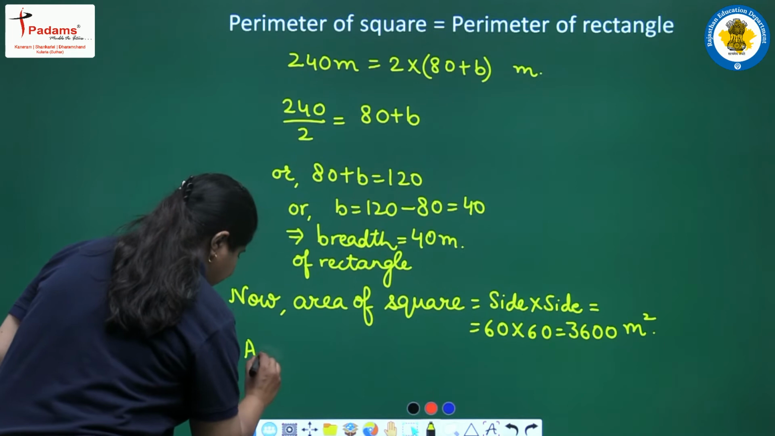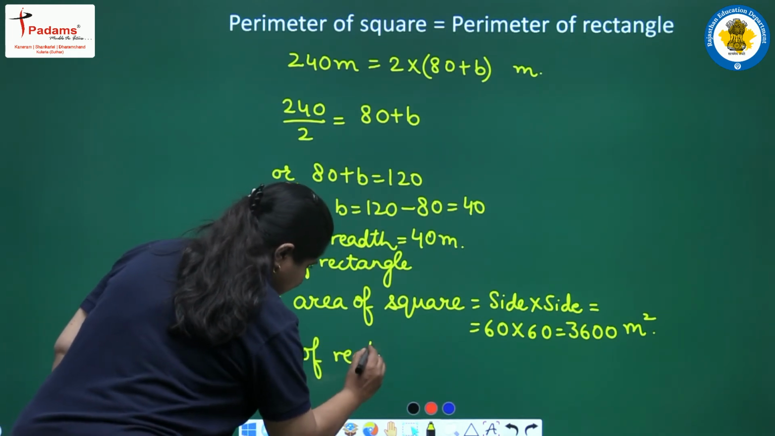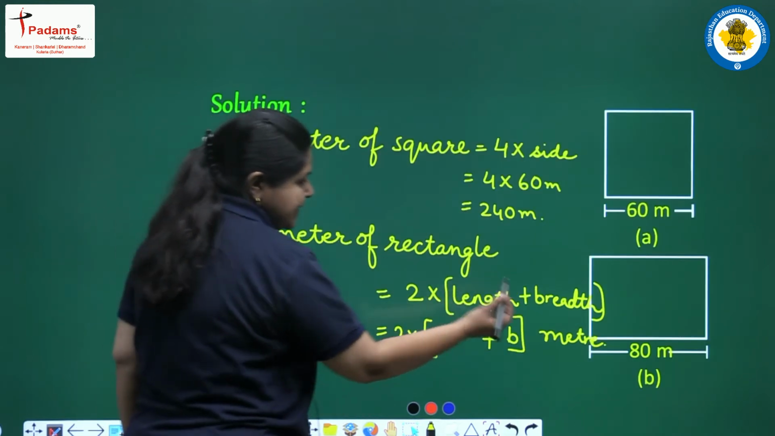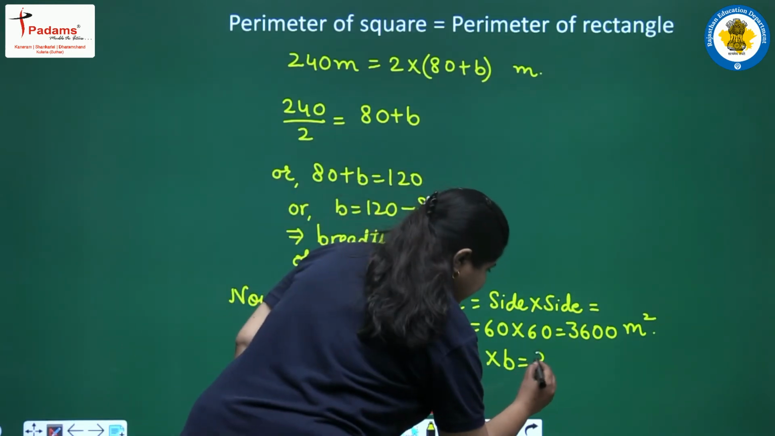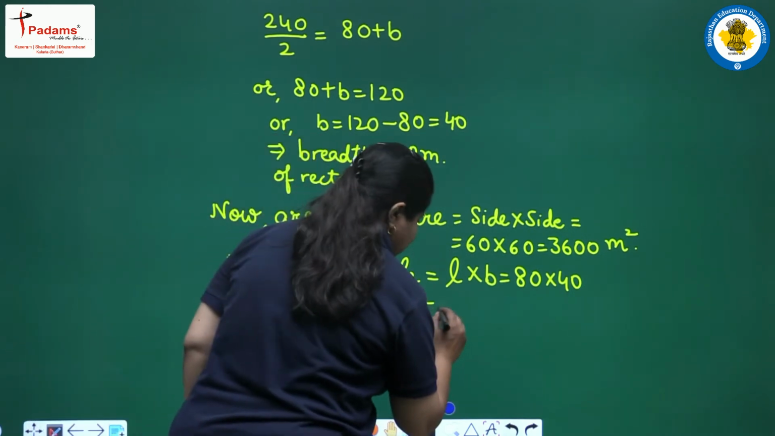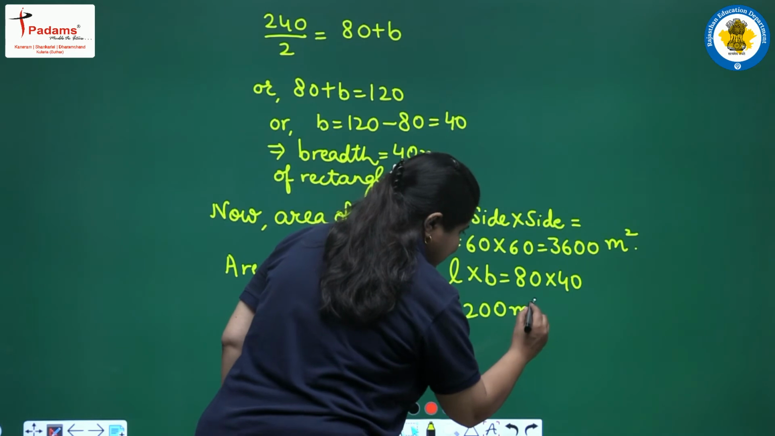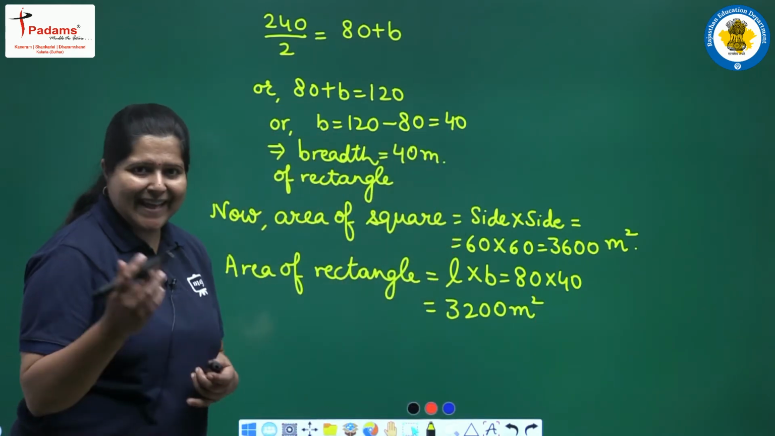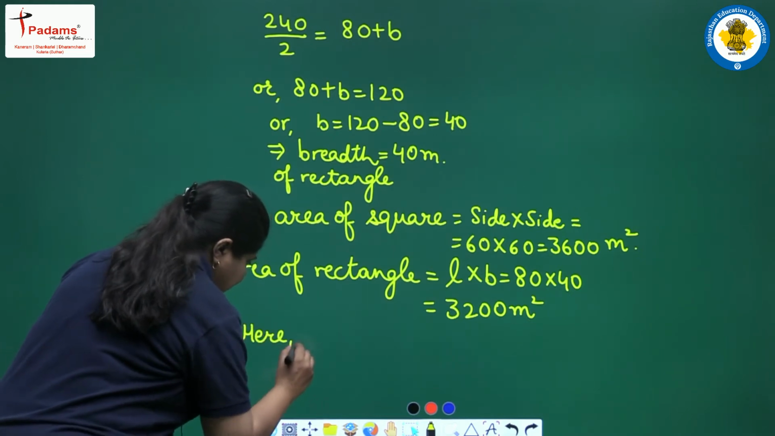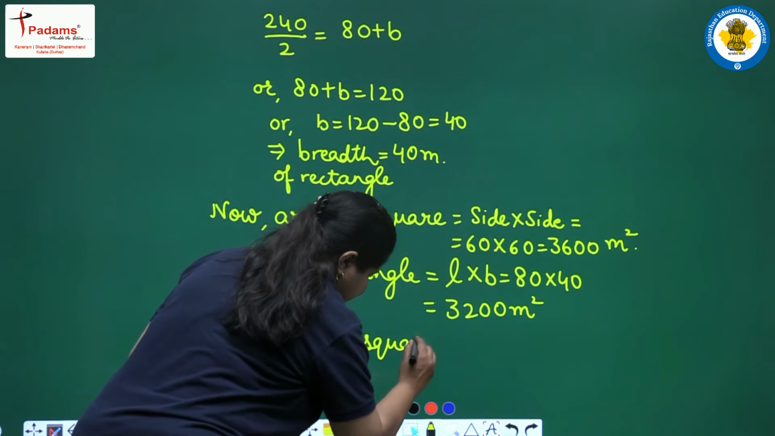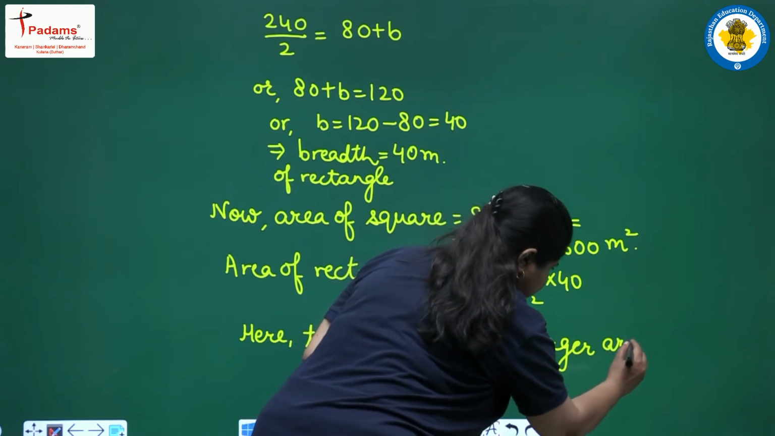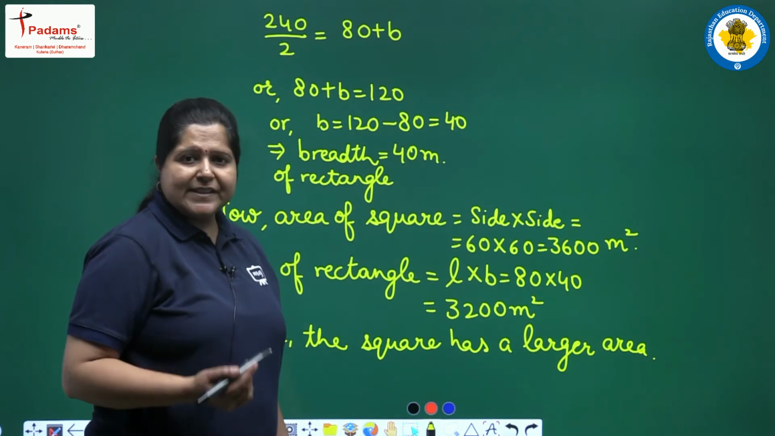Next we find the area of rectangle. It is given as length into breadth. Now length is here 80 meters and breadth is 40 meters. So it will be 80 into 40, and this you can easily multiply and get the answer as equal to 3200 meters square. Now compare the two areas. Which one has a larger area? Yes, a square, 3600, 3200. So here we have the square has a larger area. I hope the question is very much clear. It was easy based on your previous knowledge from your smaller classes.